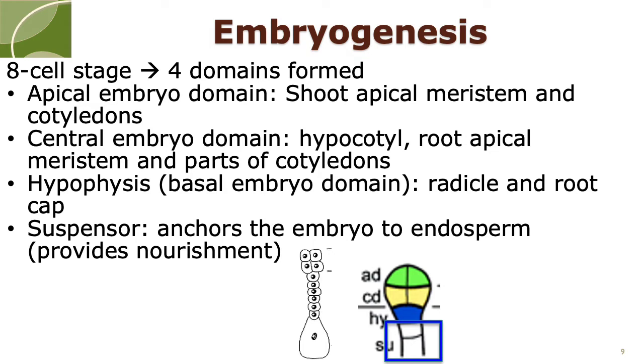Ultimately, the suspensor is the one that is going to anchor the embryo to the endosperm. And the endosperm is what is going to provide nourishment to this developing embryo. And so the suspensor acts as a connection where the embryo is able to get its nutrition from the endosperm.